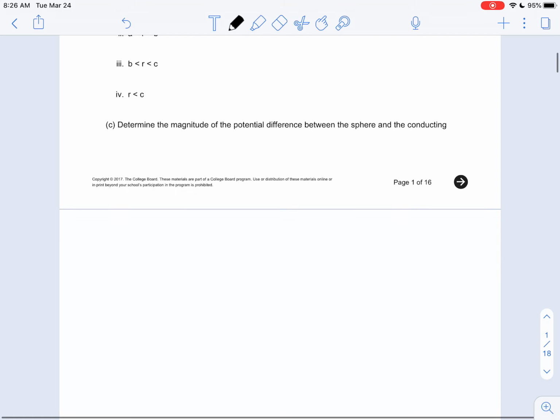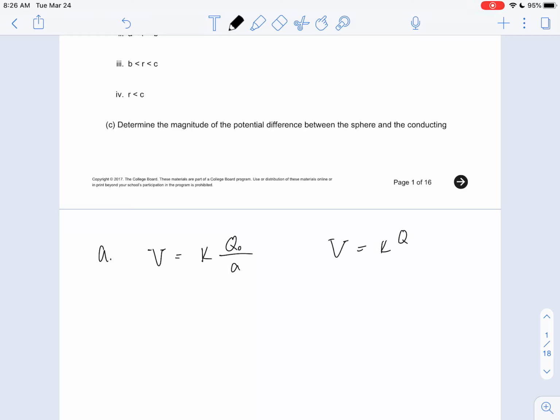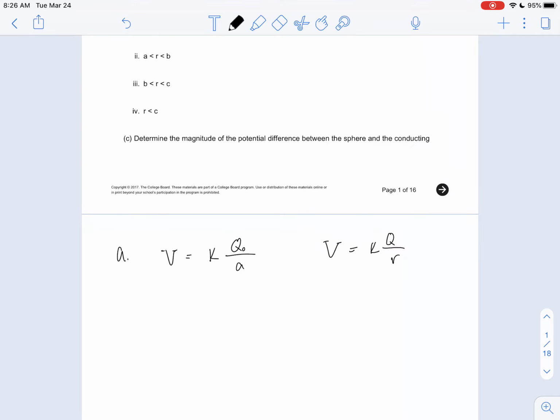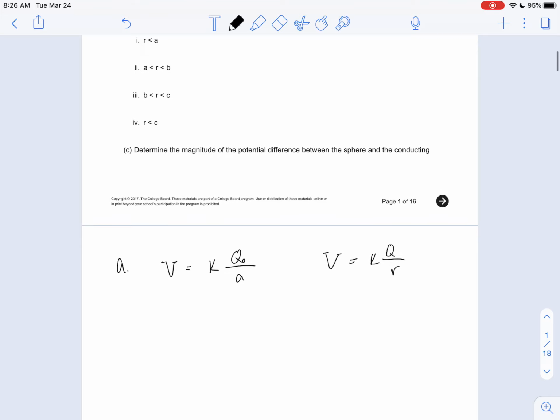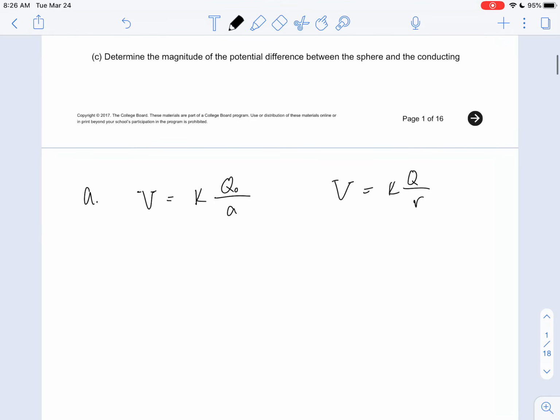So for part A, we can just use potential equals KQ over A. I'm just using the equation V equals KQ over R because this is a sphere, which is just like a particle when you're outside of the sphere as far as potential and electric field go. So if I solve for Q, we're going to get Q naught is equal to the potential times A divided by K, and then we can plug numbers into this.